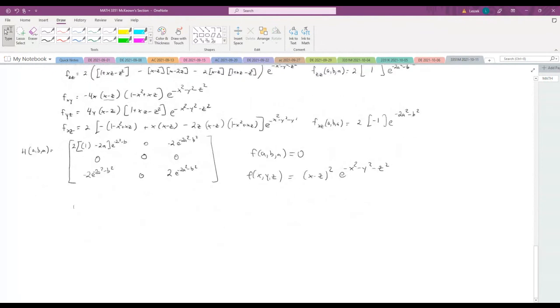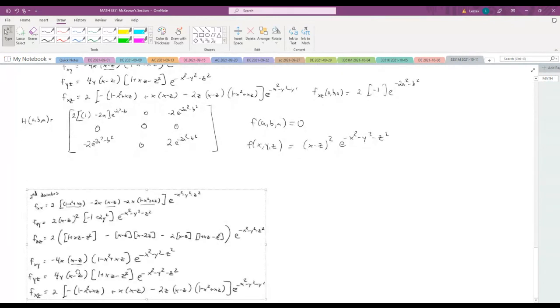Where do you get the example from? I just made it up before, like an hour before this. Okay.